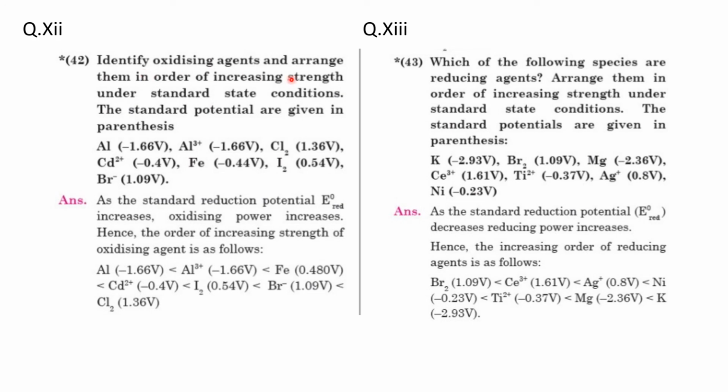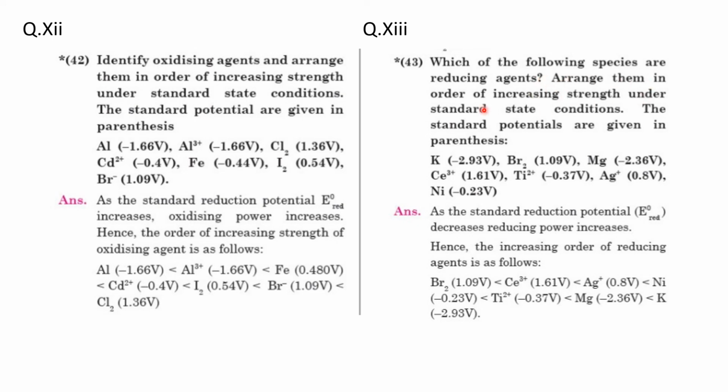Identify oxidizing agents and arrange them in order of increasing strength under standard state conditions. The standard potentials are given. Answer: as the standard reduction potential, that is E0 reduction, increases, oxidizing power increases. Hence, the order of increasing strength of oxidizing agent is as follows: Al < Al3+ < Fe < Cd2+ < I2 < Br- < Cl2.